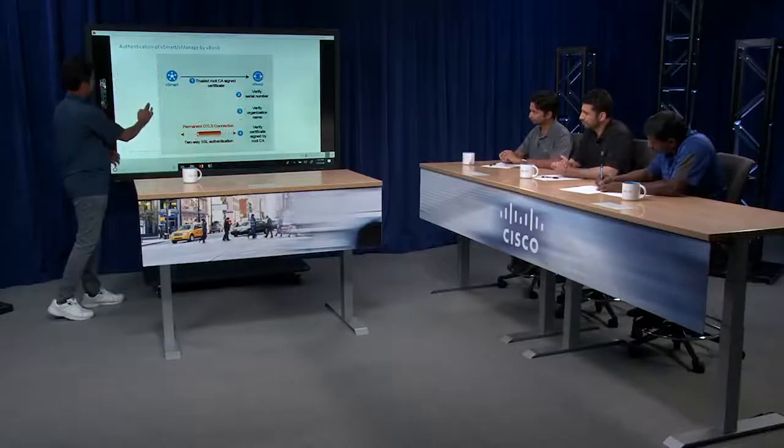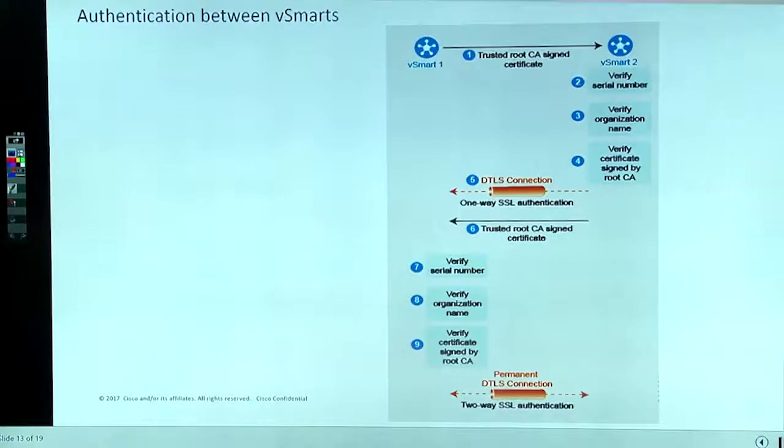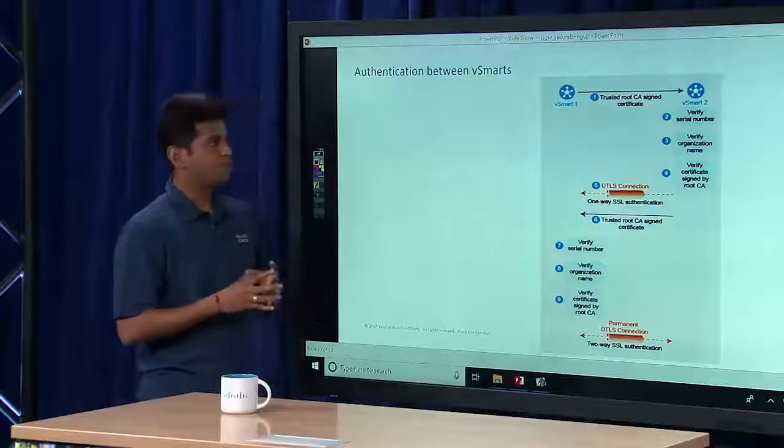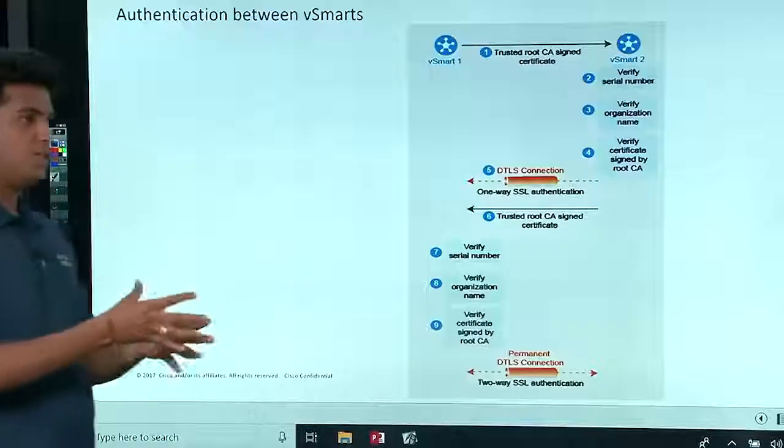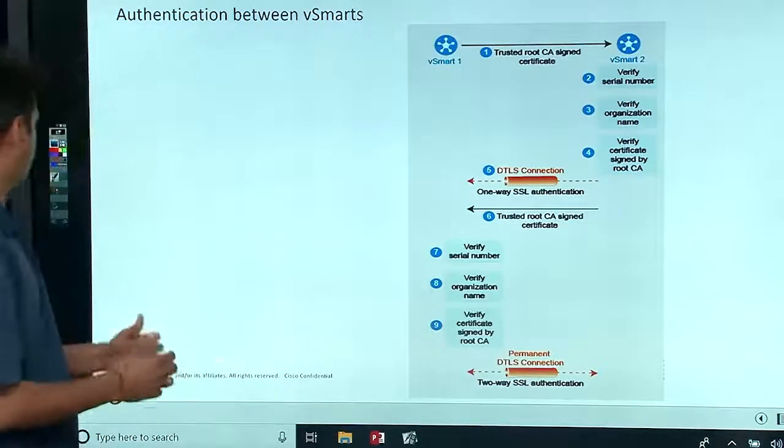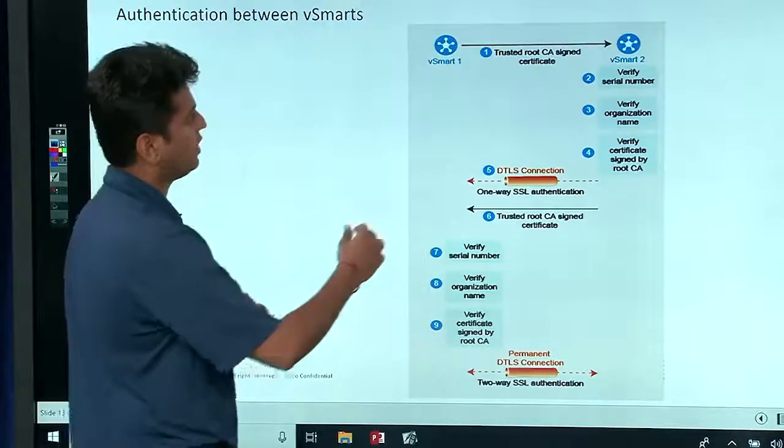Okay, moving on. How does authentication work between vSmarts by themselves? There can be many vSmarts in an organization or in a topology. So how do these vSmarts authenticate each other? Again, the steps would be more or less similar. I'll just want to skim through it.